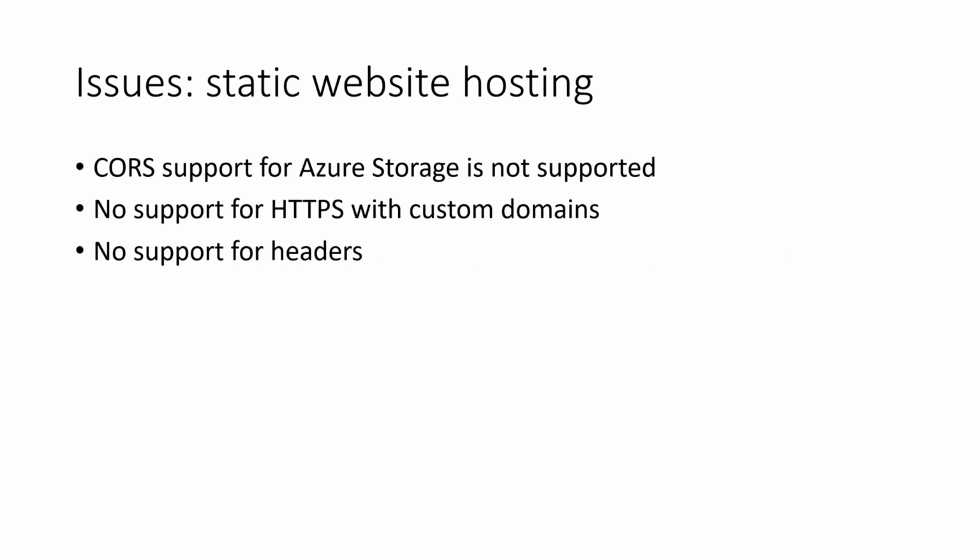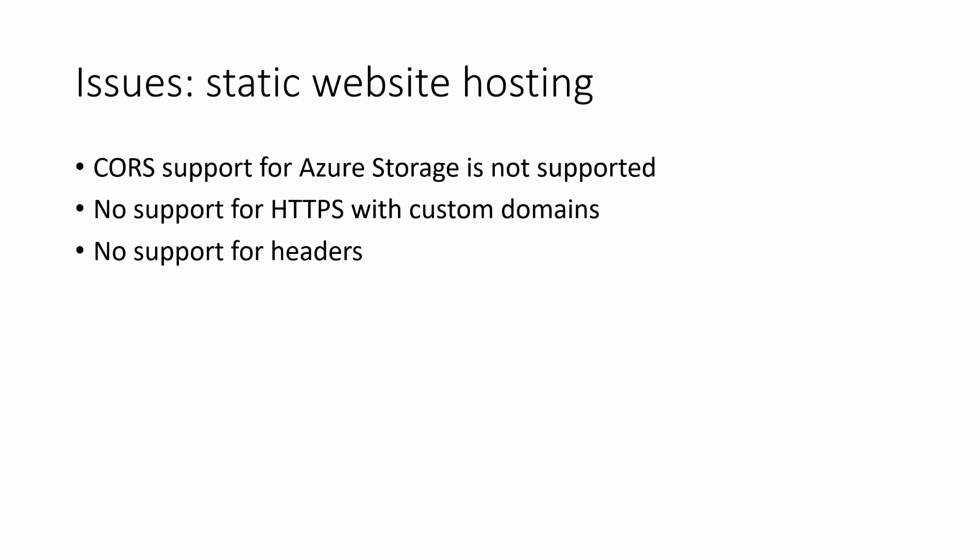But with static website hosting and the function app for an API, you have a relatively cheap solution, right? Since storage, the costs are relatively low, and with functions, you only pay where you use. So that's awesome. However, static website hosting does not support CORS, so cross-origin resource sharing.